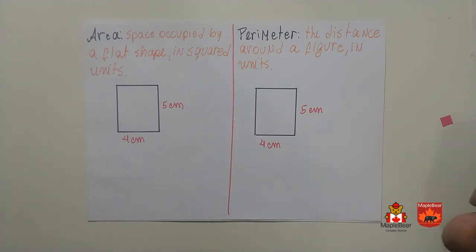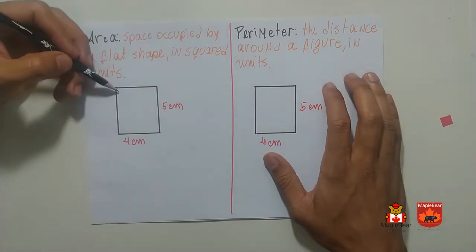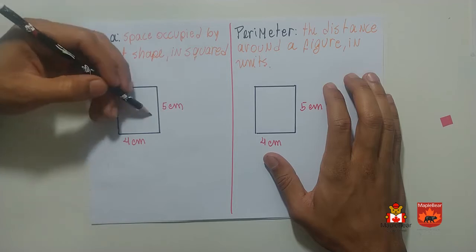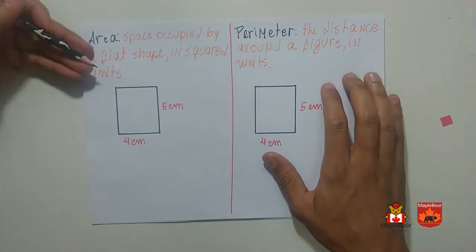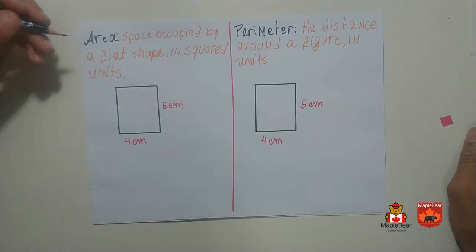So what is the area? When I'm asking for the area of a rectangle, or the area of a shape, what am I asking? I'm asking how much space I have inside of this shape. In a rectangle, we already learned that you can calculate it using base times height.